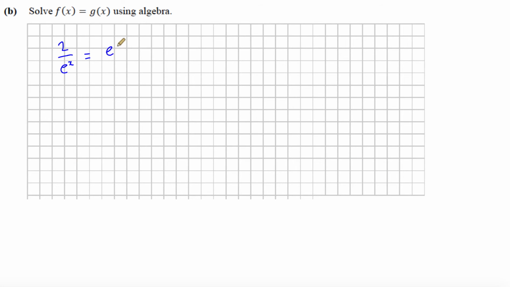So that's e to the power of x minus 1. And we have to solve this by algebra. Okay, so we have a fraction on the left, so if we just express this expression here as a fraction over 1, now we have a fraction is equal to a fraction. And when we have that, we're allowed to cross multiply. So we can multiply the top of this by the bottom of that, which gives us 2. And then the bottom of this by the top of that, so that's going to be e to the power of x by e to the power of x minus 1.